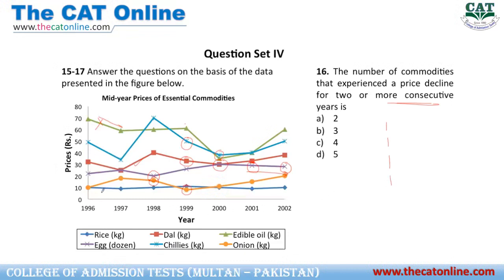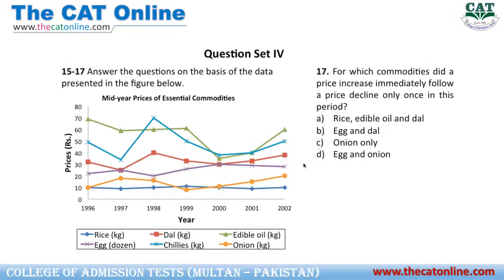And let's look at this last graph for rice. It shows a decline in 2000 from here, again it shows a decline from 2000 to 2001. So I again write a 1 here. Now let's count the number of commodities. We have 1, 2, 3, 4 and 5. So the D part here is the right answer option, that 5 commodities show a price decline for 2 or more consecutive years out of 6.